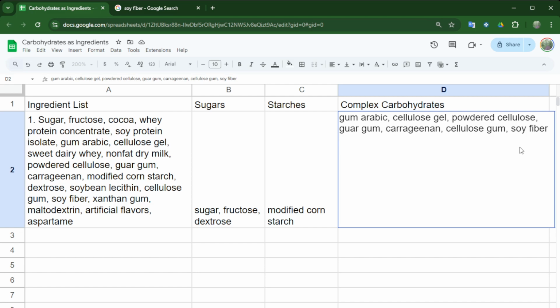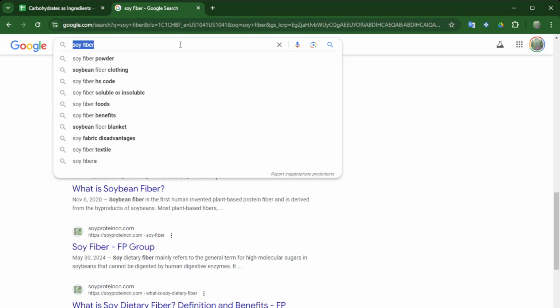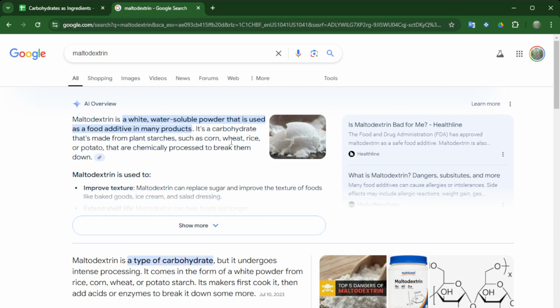Okay, xanthan gum, that is one that we've talked about in our studies. So xanthan gum is an easy one to put under complex carbohydrates. Okay, maltodextrin. So that one has malto, which sounds kind of like maltose, and dextrin, which sounds kind of like dextrose. I think this might be in here, but let's look it up and see what it really is. So maltodextrin, okay, white water-soluble powder that is used as food additives. Okay, oh, it's a carbohydrate. Okay, that is made from plant starches that are, and now don't stop there. Okay, that is made from plant starches that are chemically processed to break them down.